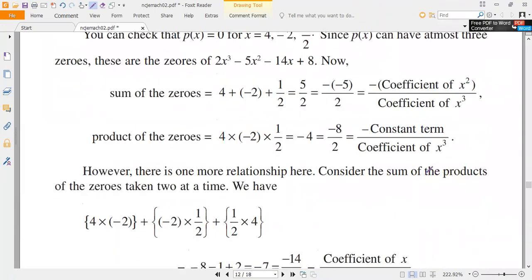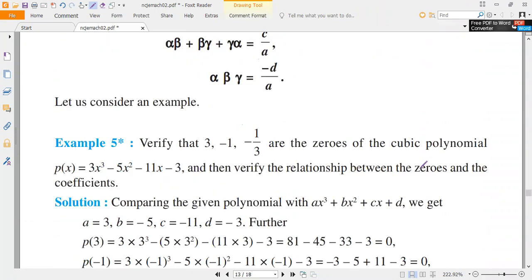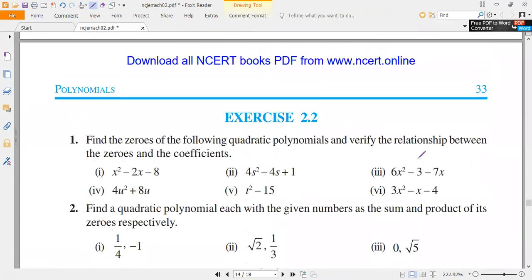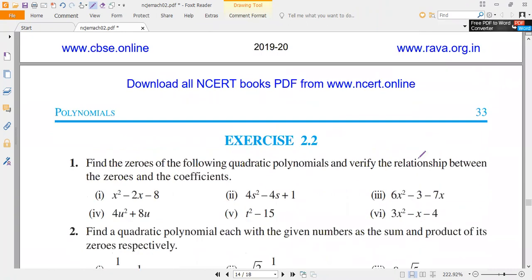So now everybody should say: alpha plus beta equals what? Sum of the zeros of the polynomial, which equals minus b by a. Same way, product of zeros of the polynomial equals C by a. So all of you read the question, exercise number 2.2. Read the first question. Find the zeros of the following quadratic polynomials and verify the relationship between the zeros and the coefficients.